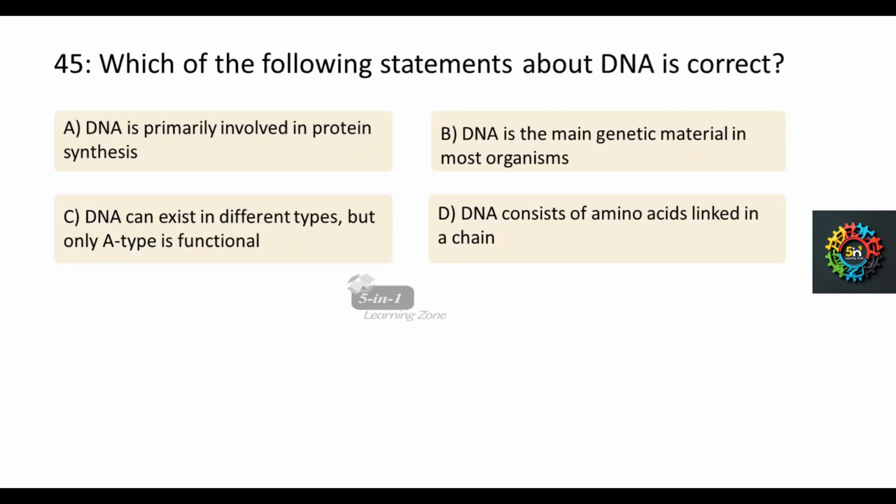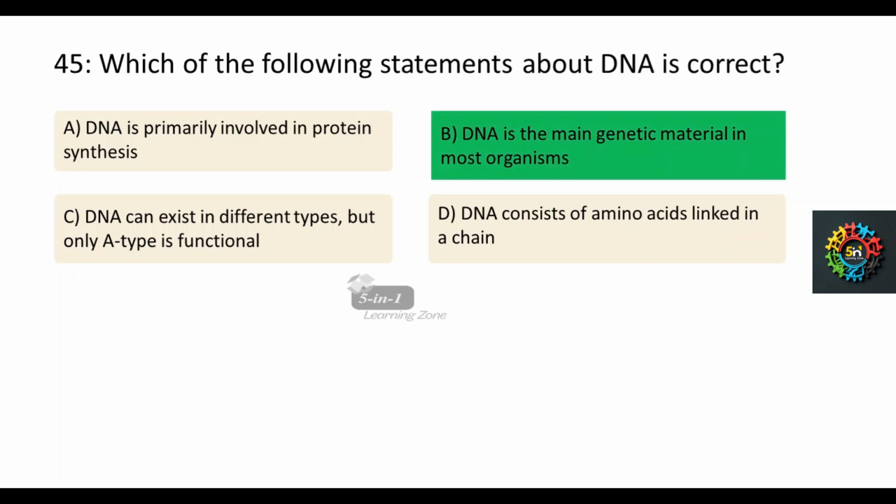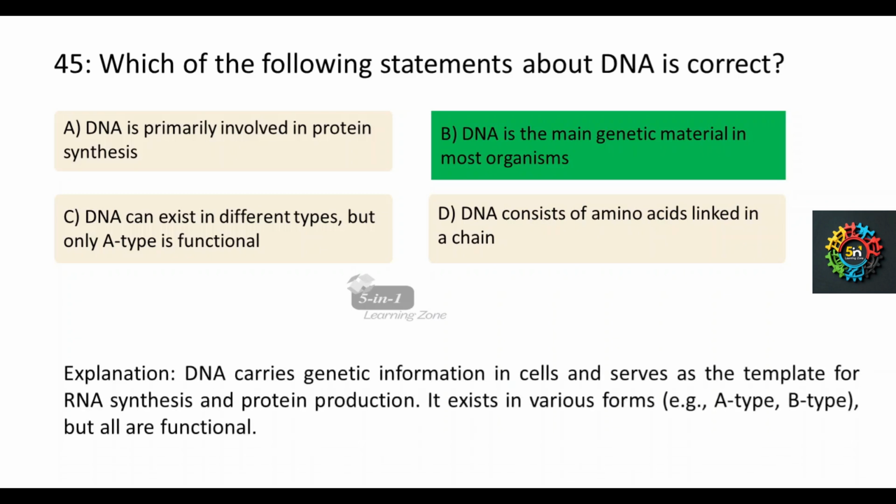45. Which of the following statements about DNA is correct? Answer: B. DNA is the main genetic material in most organisms. Explanation: DNA carries genetic information in cells and serves as the template for RNA synthesis and protein production. It exists in various forms, for example A type, B type, but all are functional.